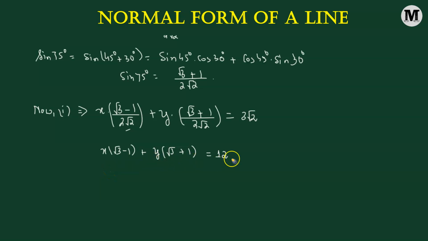So this is going to be the equation of the line. Thus, we get square root of 3 minus 1 times x added to square root of 3 plus 1 times y equals 12. This is going to be the required equation of the straight line.